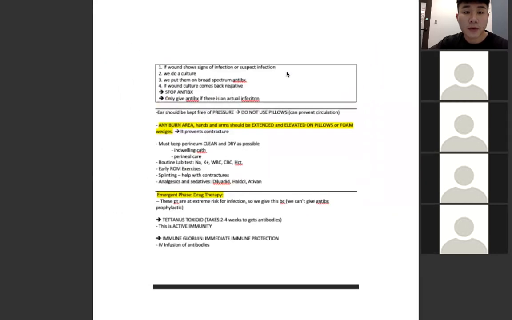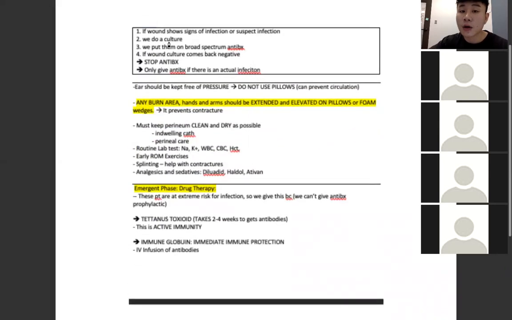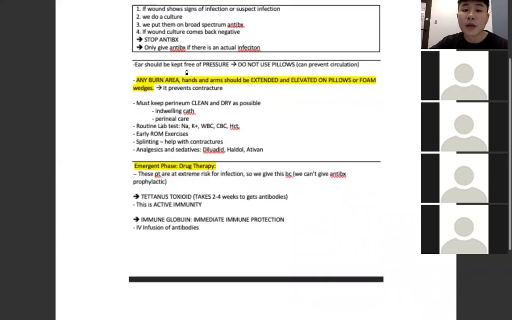So this is from my note. So when do we know to give antibiotic? If the wound shows sign of infection or suspect infection, that's when we give antibiotic. Then we do a culture. We put them on a broad spectrum antibiotic. If the wound culture comes back negative, we stop the antibiotic. Only give antibiotic if there's an actual infection. Remember that, please.